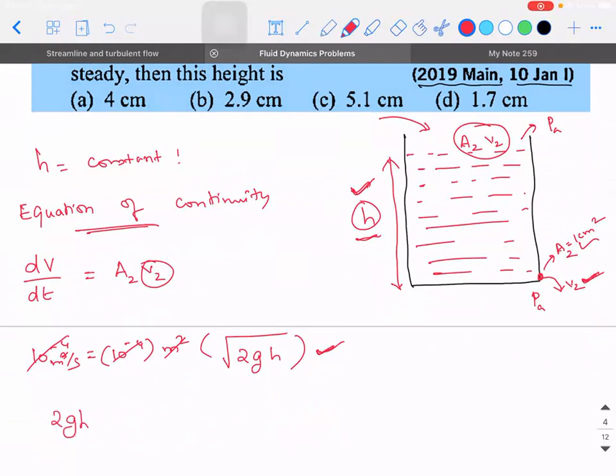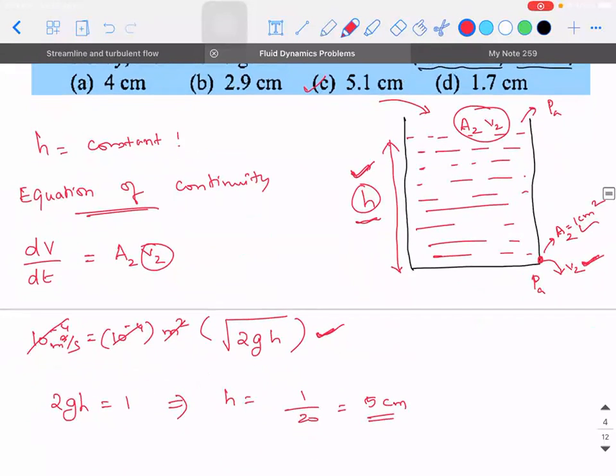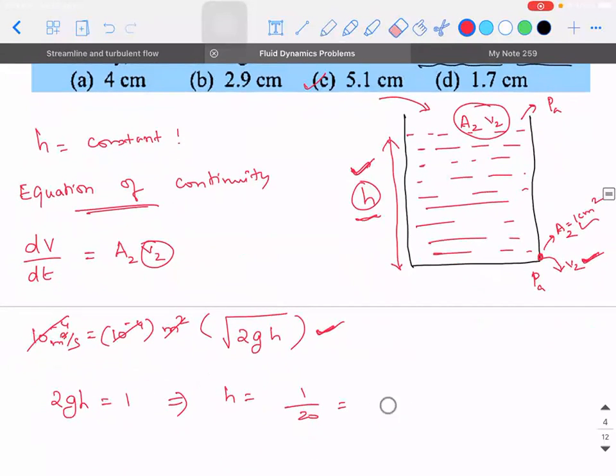So 2gh is equal to 1, which implies h is equal to how much, guys? 1 by 20, something around 0.05 meter or 5 centimeter. Is there any answer which is close to 5? 5.1 is there. Okay, so that's the answer. They got 5.1 because they took the value of g as 9.8. I hope it is easy. Yes, sir. Please make a note of it.